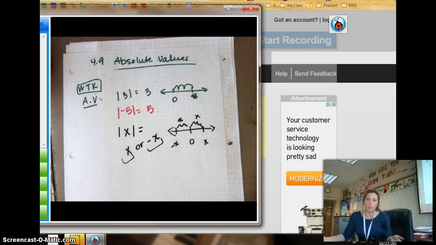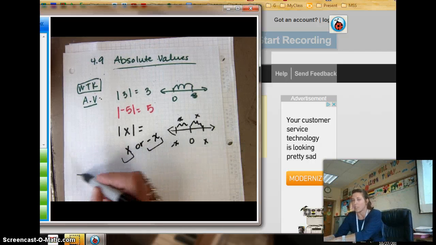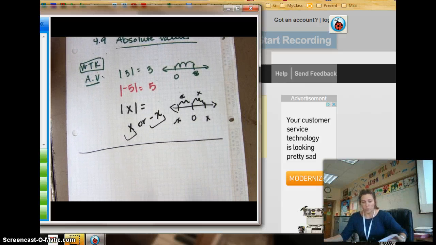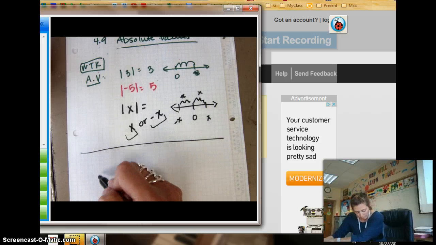Now if you need to pause the video because my notes are faster than probably what you wrote, go ahead and do that. But we're going to start looking at a couple examples here as well. Okay, so let's take a look at what this graph of an absolute value looks like, because that's also pretty cool. So here we go.